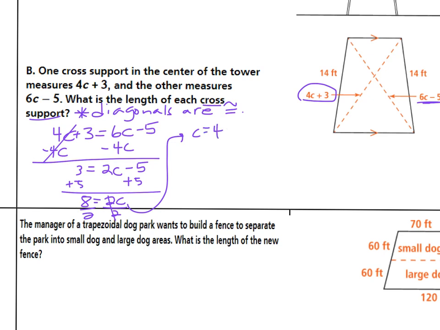We want to know what the actual cross support is. So if I plug it back in, 4 times C plus 3, 4 times 4 is 16, and 16 plus 3 is 19. And from the looks of it, it looks like our label is going to be in feet. So that means the diagonals of that trapezoid are 19 feet.